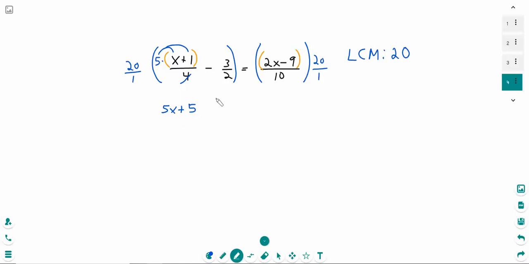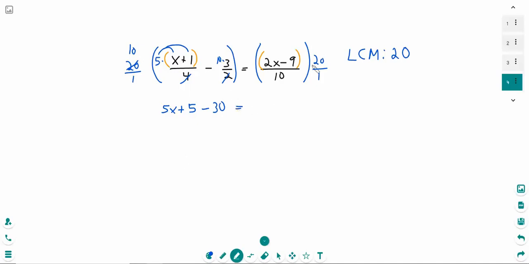Okay? Then we have our minus sign right here. This 2 is going to cross out. We're going to get a 10. So we'll have a 10 times a 3, which is 30. There we go. That's our left-hand side.